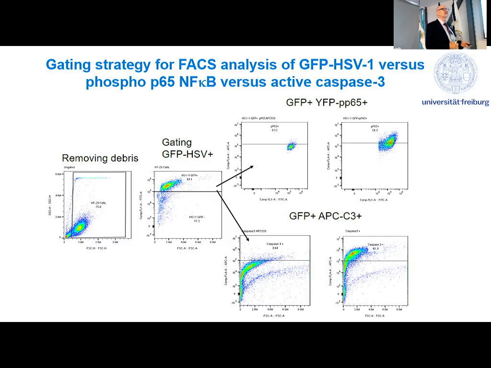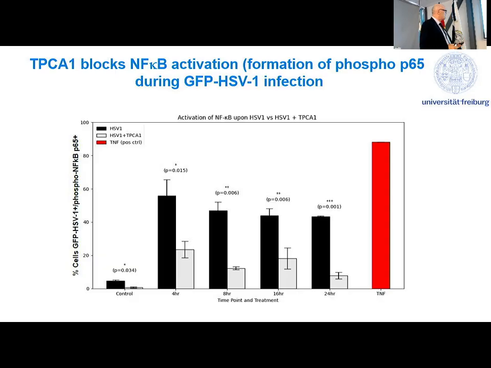But what about survival now? If we inhibit, we should now get apoptosis. So we did a FACS analysis, and we looked for the phosphorylation of NF-κB, P65, and also for caspase-3, which is a marker for apoptosis. What you see is the inhibitor indeed inhibits NF-κB.